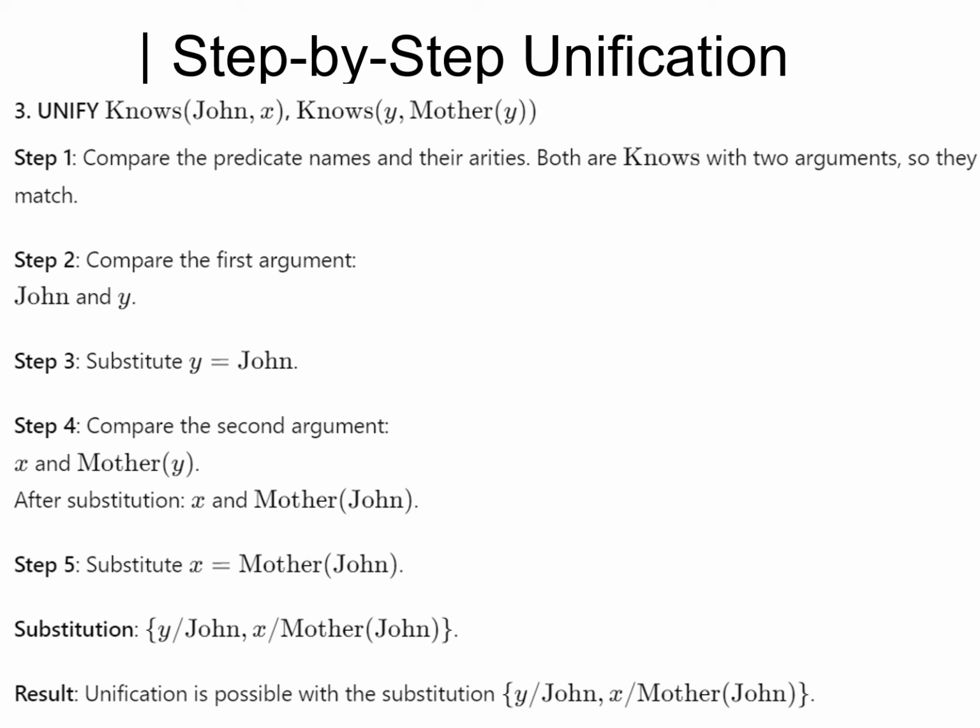So the substitution set was initially empty. Now we are adding Y by John as the first entry. Now after Y by John, we are supposed to add X by mother of John to this list. The unification of this sentence is possible only with the substitution of Y by John, X by mother of John.